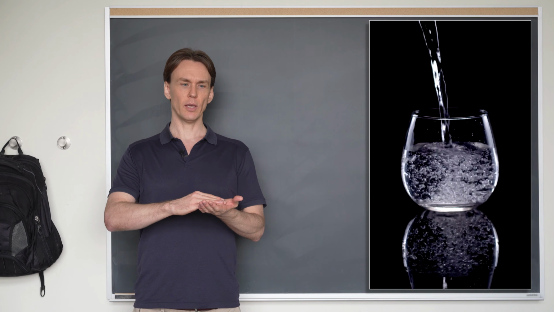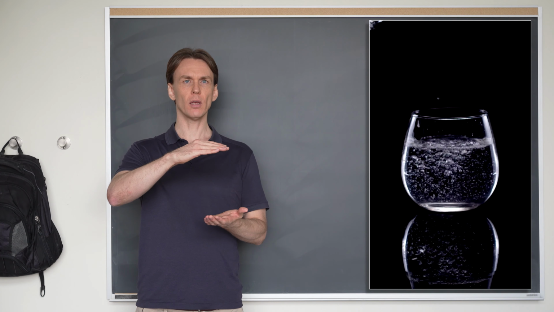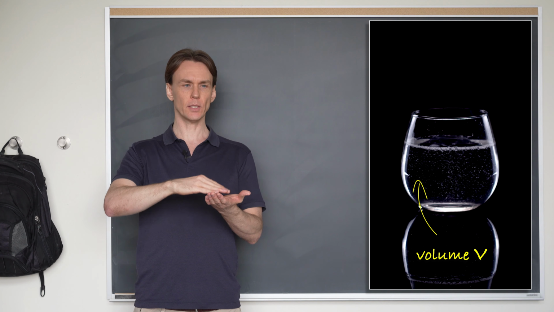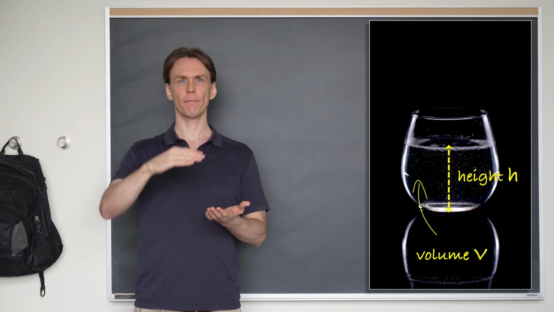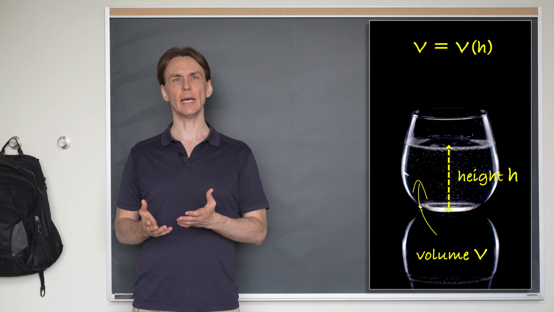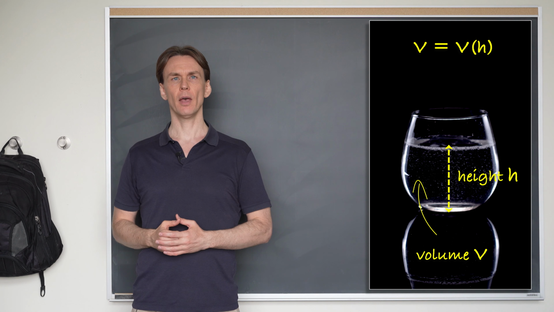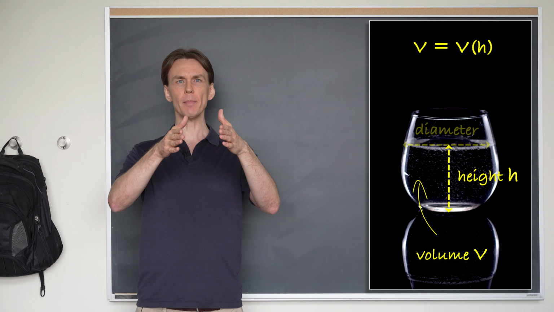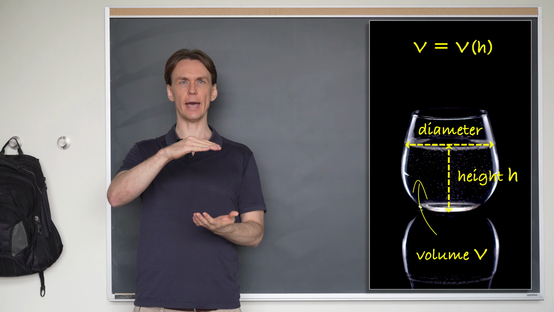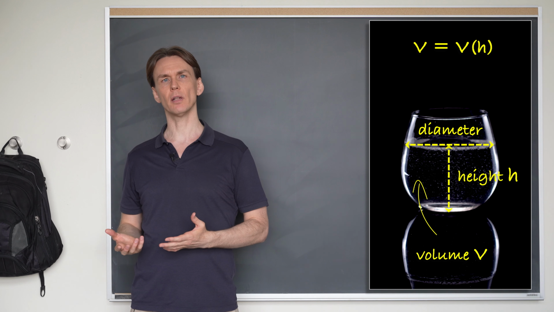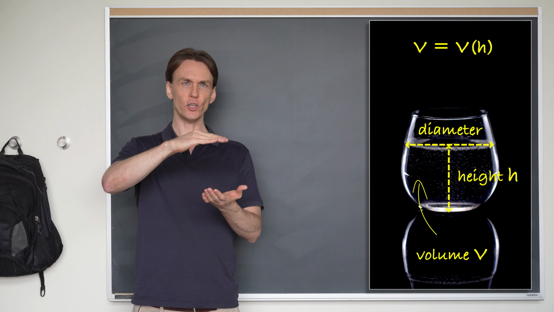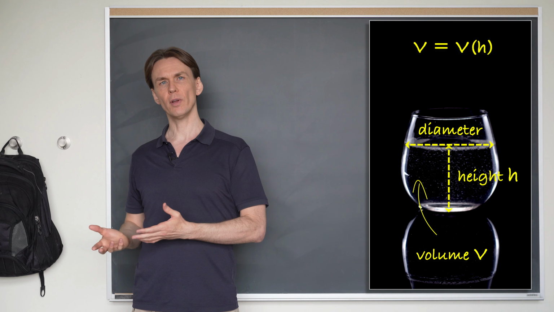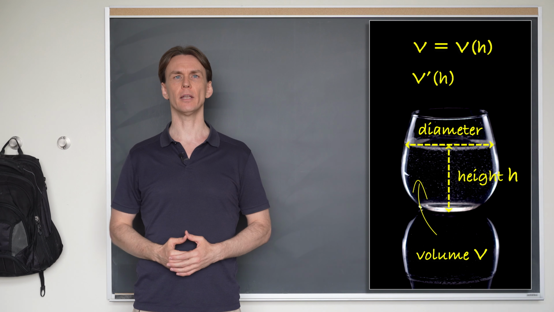So, as we fill this glass with water, we can see that the volume that is filled by the water depends on this height of the water level. So we can think of the volume as a function of the height. And if we know the shape of the glass, so for example, if we know the diameter of the glass at any given height, then it's actually not that difficult to figure out the rate of change of the volume in terms of this height. Or in other words, the derivative of this volume with respect to height.